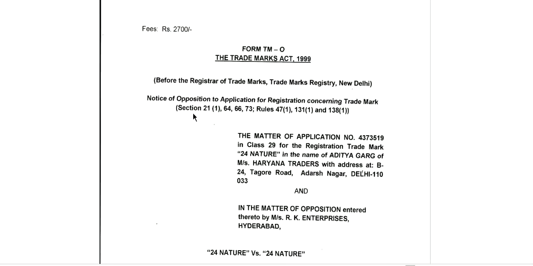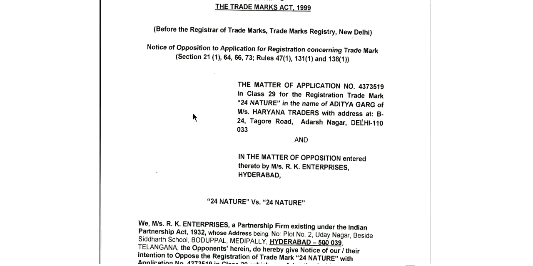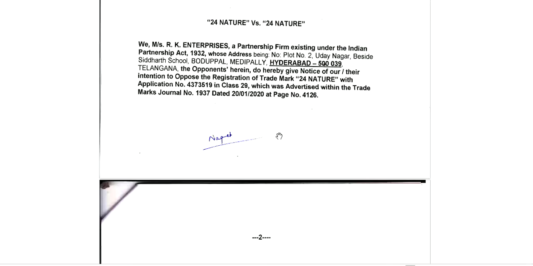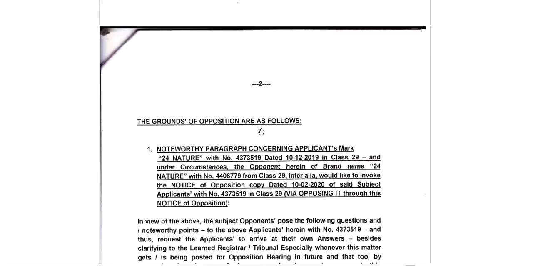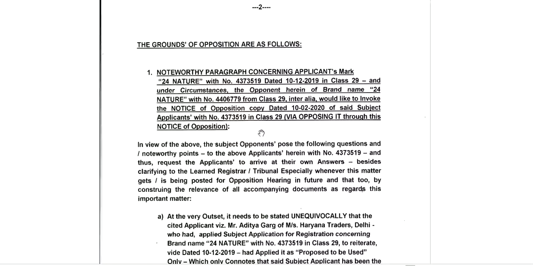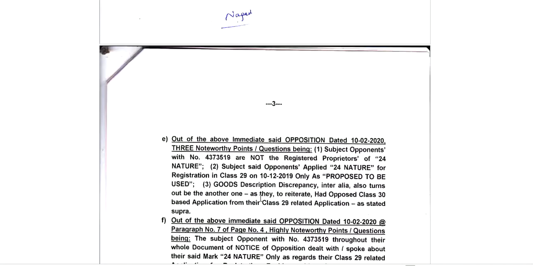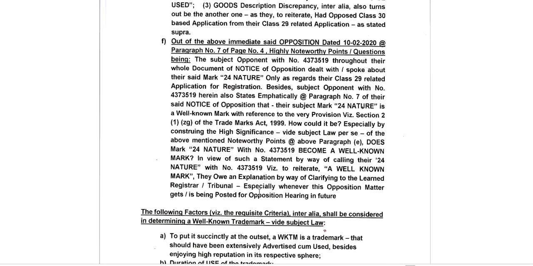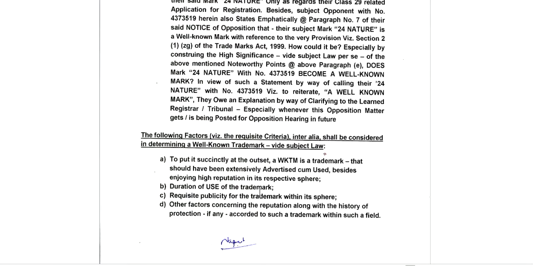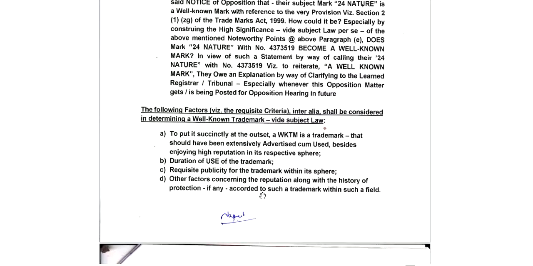Then we come to form TMO, that is the grounds. Now they are saying 24 nature versus 24, so both are opposing. Then we are the party. Then what are the grounds for opposition? They say why that application should not be accepted, why it should be rejected. They are telling the thing. They are saying the duration of use, the stage of the mark, everything they are describing.